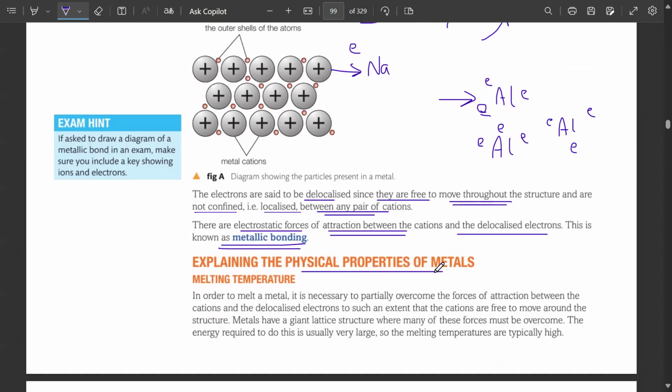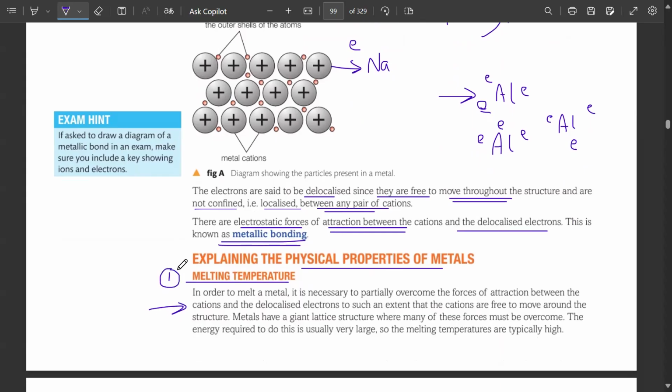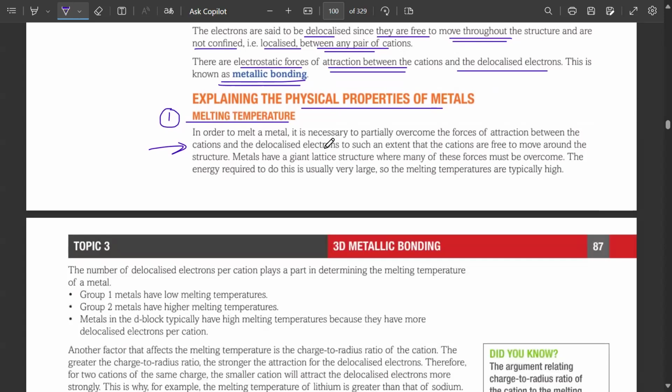Now we're going to discuss each and every property of metals and their reasons. Melting temperature. We know that metals have very high melting and boiling temperatures, and in order to melt, it is necessary to partially overcome the forces of attraction between the cations and the delocalized electrons to such an extent that the cations are now free to move around the structure. Metals have a giant lattice structure where many of these forces must be overcome. The energy required to do this is usually very large, so the melting temperatures are typically high.